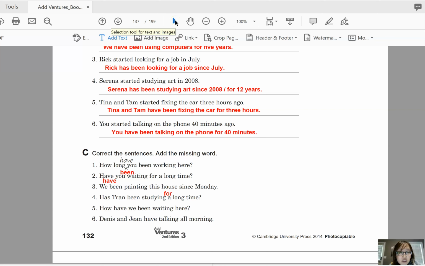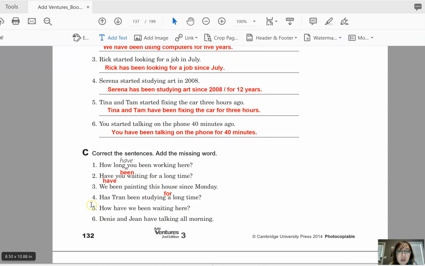Now, let me mention that you might hear people omit for. Sometimes you might hear people say, Tran has been studying a long time, and that's okay, actually. So sometimes we take for out, but for your practicing, I want you to include for.